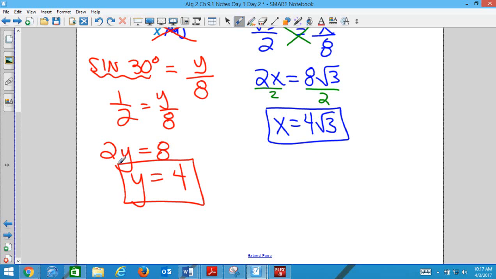So you might be able to look at the y right here and go, half? Well, that's got to be 4. You might be able to look at that, and that's fine. If you can't, cross multiply.